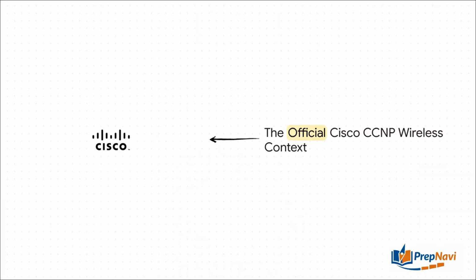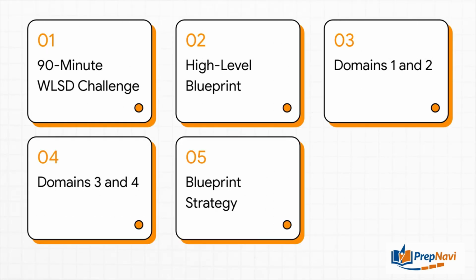Now, just to ground our session, I want to make it super clear that every single piece of information, every strategy we discuss today is pulled straight from the official Cisco syllabus for the WLSD 300-110 exam. This is a core part of the CCNP Wireless certification track, so by sticking strictly to Cisco's own published guidelines, we're giving you the ultimate insider's advantage. There's no guesswork here, just exactly what you need to know. Okay, let's dive into this.